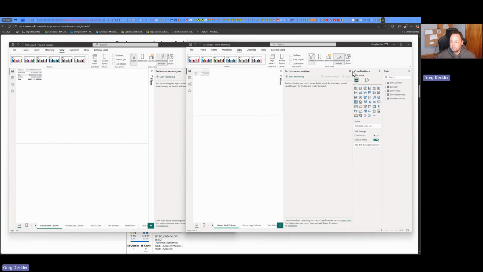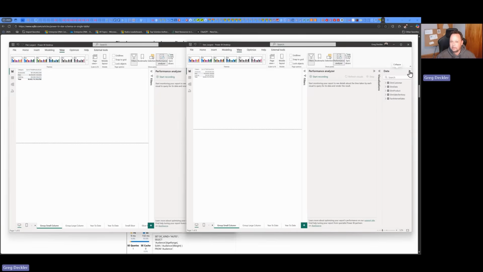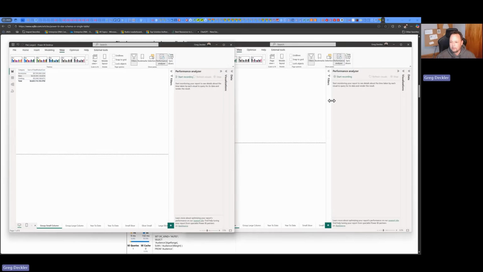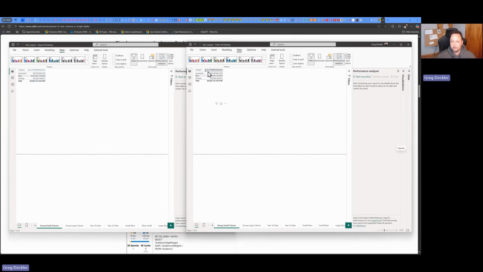And let's close this stuff down so you can at least try to see it. Maybe I can make this a little bit bigger. Okay, so there we go. Accessories, bikes, right? So this is grouping by a small column, and you see they're identical. I can hit start recording, and I can say refresh and refresh and refresh, and we've got about 2 milliseconds, 3 milliseconds on our DAX queries.